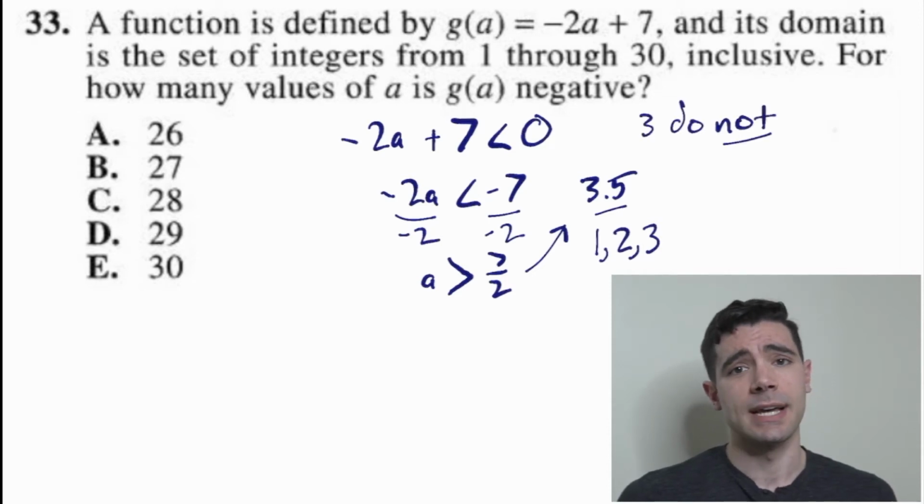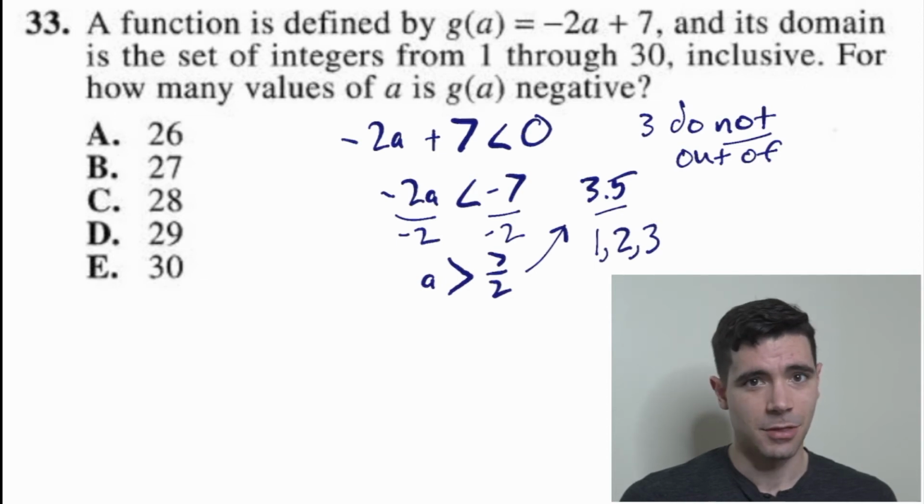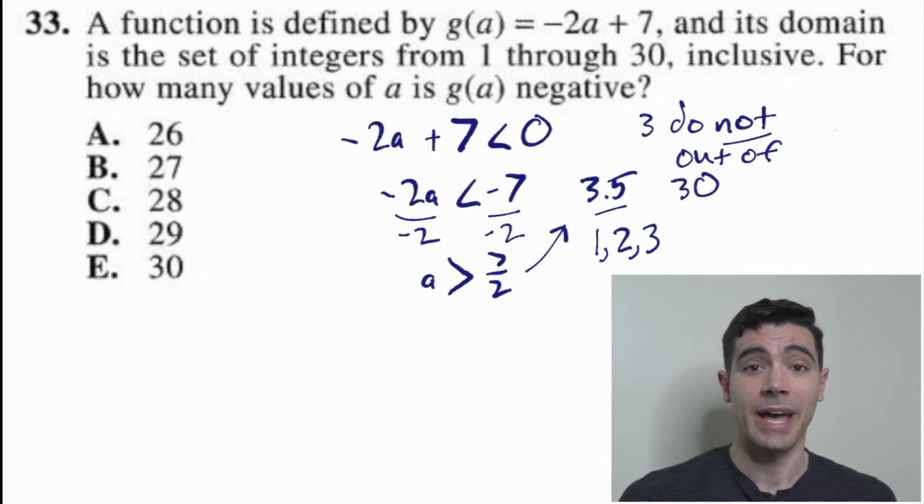Okay, the question was asking how many numbers in the domain would work. Well, we know that 3 don't. And how many numbers were in the domain to begin with? The numbers 1 through 30, right? How many numbers is that? Don't overthink it. 30. That's like sort of how counting works.